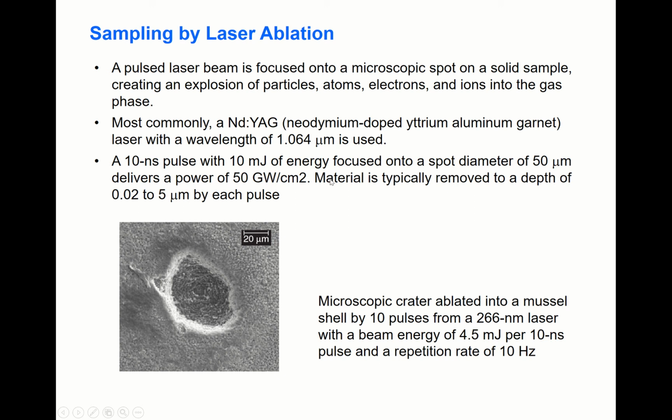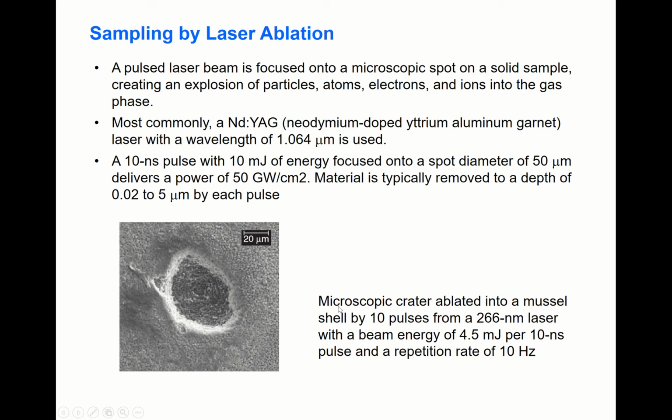Okay, so under this power, material is typically removed to a depth of 0.0225 micrometers by each pulse. Here, mostly some surface is removed. This is a microscopic crater. The crater, yeah, you see from the telescope the moon has many craters because of collisions from outer space.